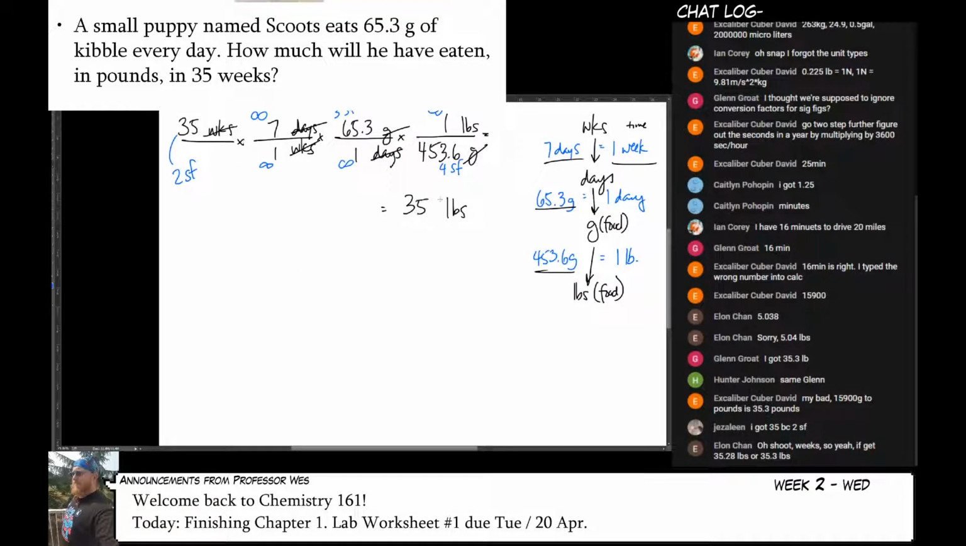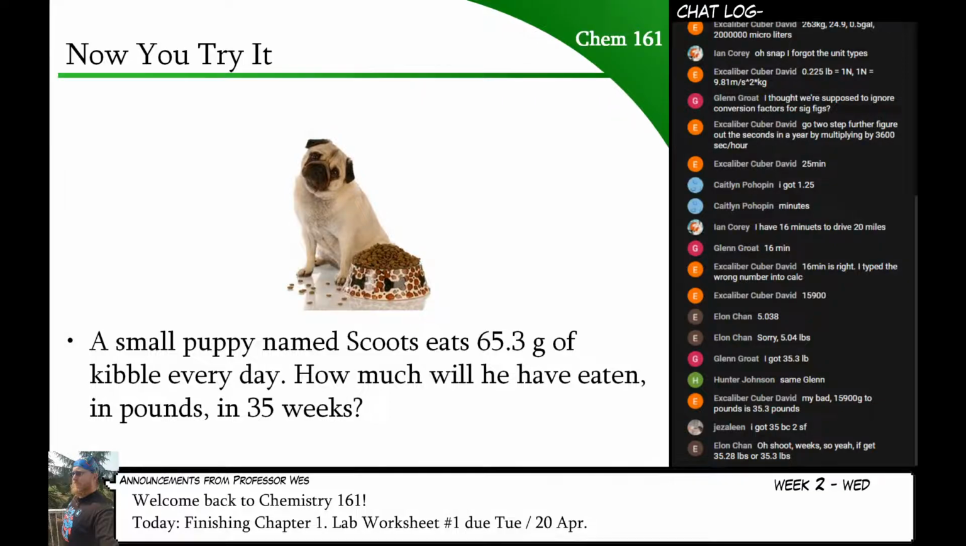So that's how much food he eats in 35 weeks, about a pound a week. So if you buy one of those 20-pound bags of dog food for your puppy, it should last 20 weeks, assuming that he doesn't grow, which of course we know is not true. And as they grow, they need more food. If you don't feed them, they stay small, which is cruel. Make sure you feed your animal.